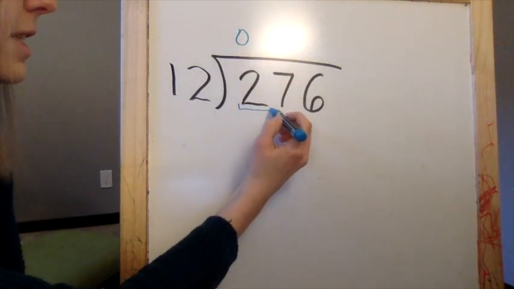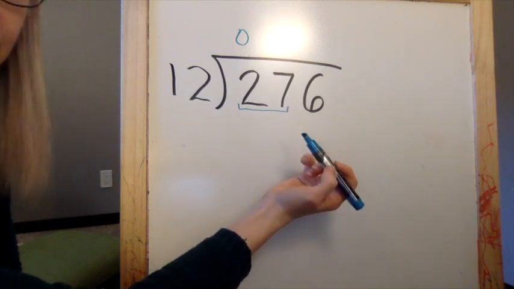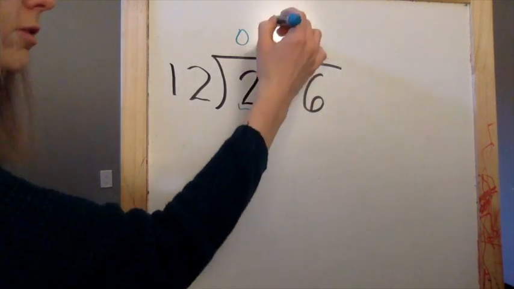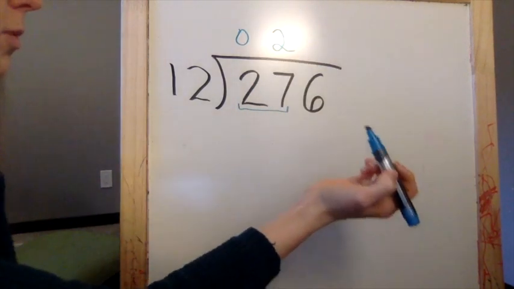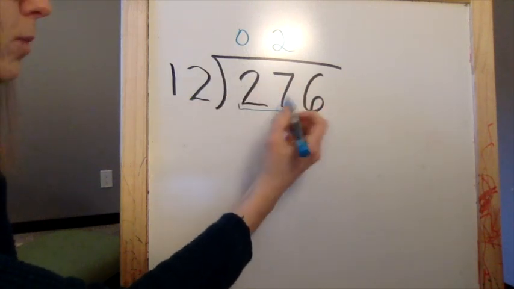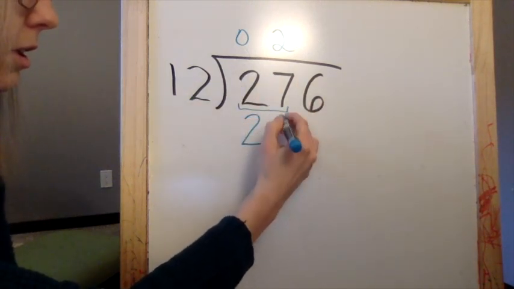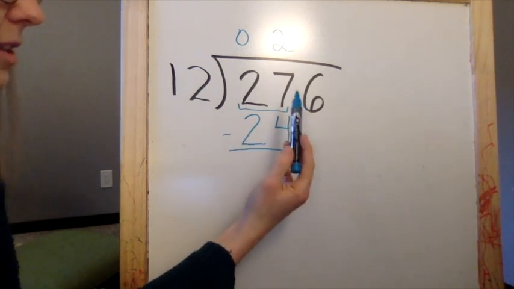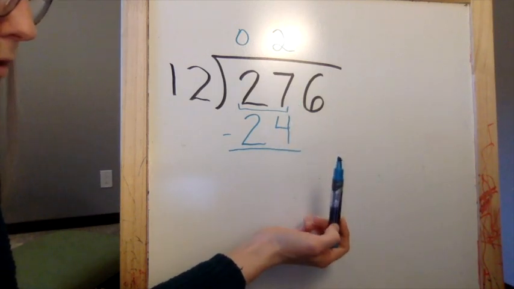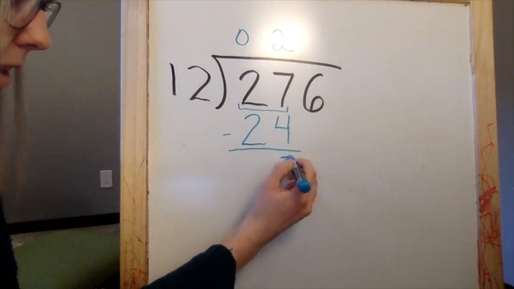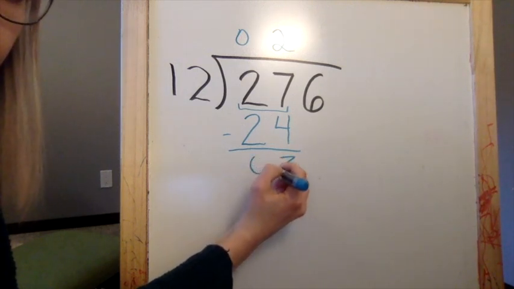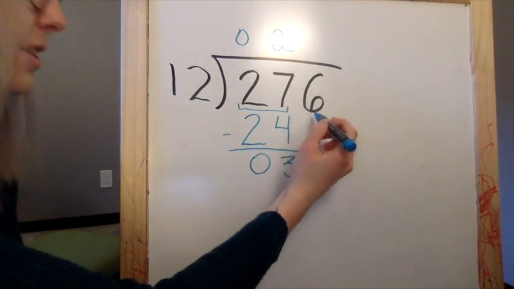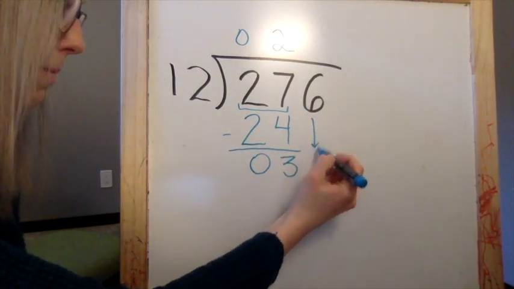12 goes into 27. How many times does 12 go into 27? You know your 12 times tables. It goes in 2 times. You can fit 2 groups of 12 into 27. 2 times 12 is 24. Okay, you're going to subtract to find the difference. So I've got 24, subtract 27, 24, 25, 26, 27. I have a difference of 3. Does 12 go into 3? No, it does not. So I'm going to bring down my 6.